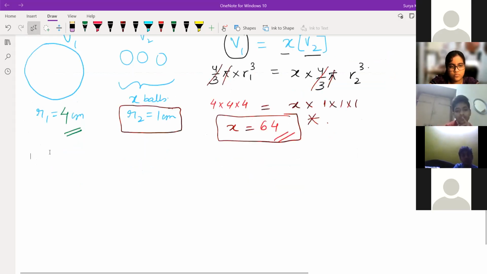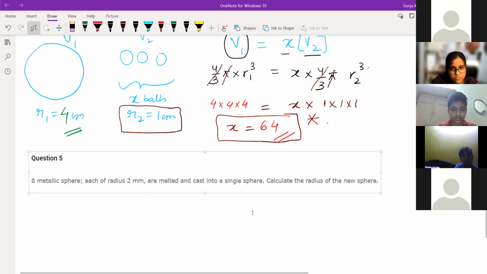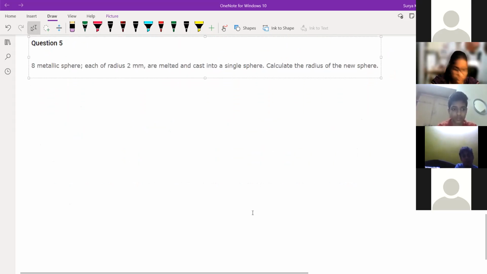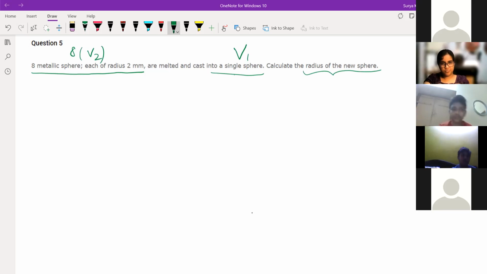So, 8 metallic spheres, each of radius 2 mm. See here, children, mm is given. Radius 2 mm. 8 metallic spheres are there. How many spheres? 8 are melted and cast into a single sphere. So the volume of 8 metallic spheres is equal to what? Volume of the single sphere. So we have to calculate the radius of the new one. So see, single sphere, right? V1 is there for the big sphere. For the small sphere, V2. And each we multiply here with 8. Because 8 metallic spheres is equal to how much? One big metallic sphere.